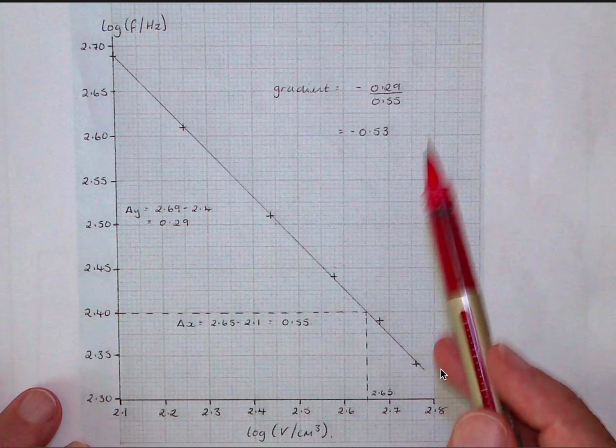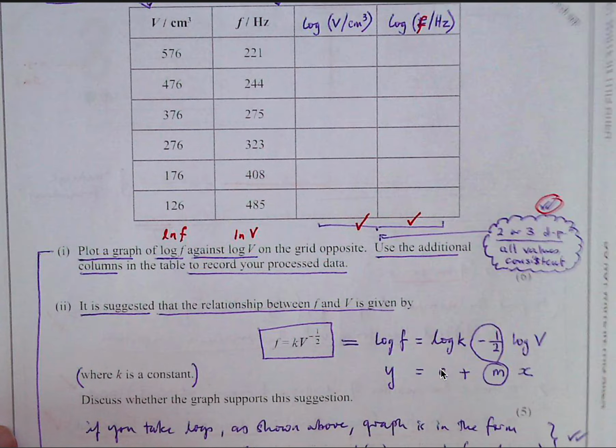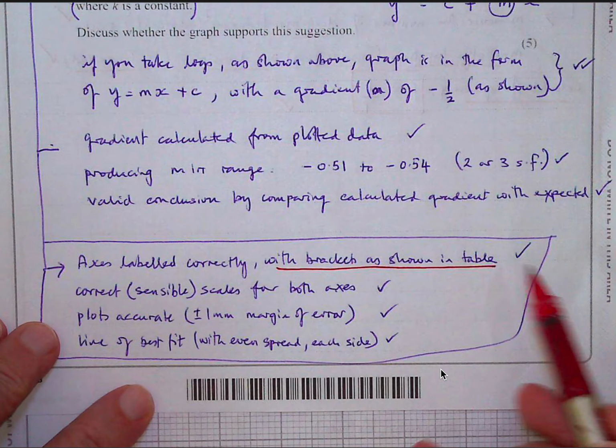And once you have this data, how do you get the marks? Going back to the marks on the graph, if both axes are labeled correctly with brackets as shown in the table, yes, you get 1 mark.